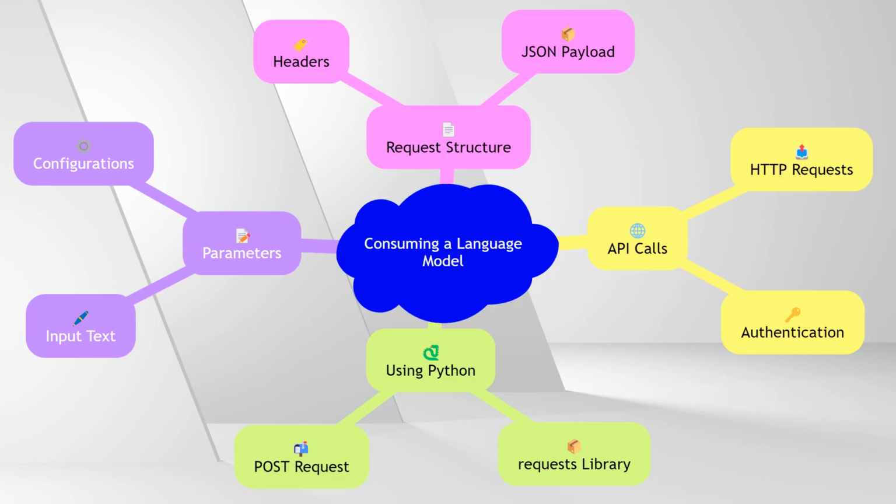To consume a language model, your client application will need to make API calls to the model's endpoint. This involves sending HTTP requests with the necessary parameters, such as the input text and any specific configurations for the model. For example, using Python, you might use the requests library to send a post request to the model's API endpoint. The request would include headers for authentication and a JSON payload containing the input text. Understanding how to structure these API calls is crucial for effectively consuming the language model.